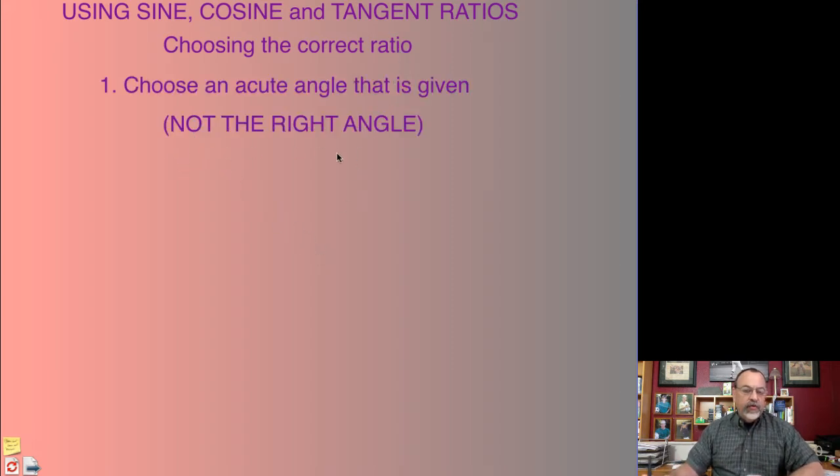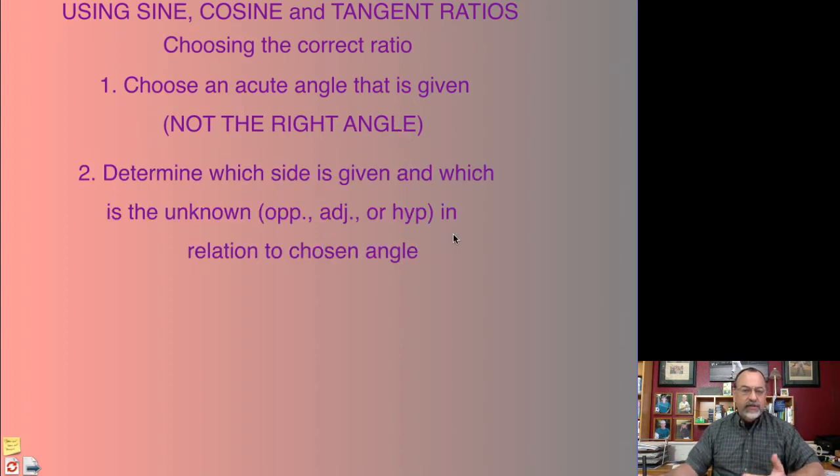And you can use the same process or come up with one on your own, as long as you are choosing the correct ratio and then applying that ratio to the problem. First of all, I'll look and I'll choose one of the two acute angles that is given. If both are given, then I can choose either one. The only thing I have to make sure is that I don't choose the right angle, because the trigonometric ratios that we're using will only work with the acute angles.